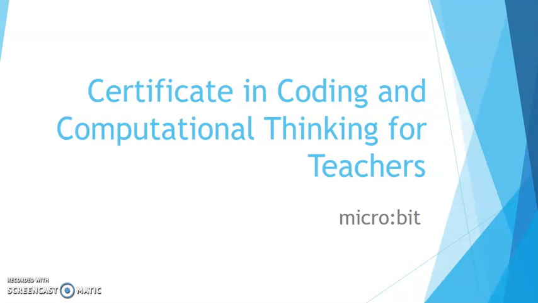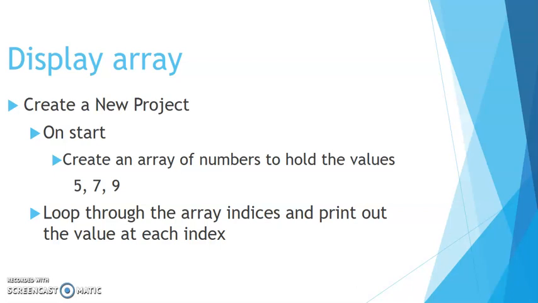So today we're going to look at some loop projects in Microbit, and we'll look at how we can use loops to manipulate arrays to display the values in an array, and we'll also look at using loops to calculate totals. So in the first project we're going to create an array of numbers, and we're going to store the values 5, 7 and 9, and then we're going to loop through the array indices and print out the value at each index within that array.